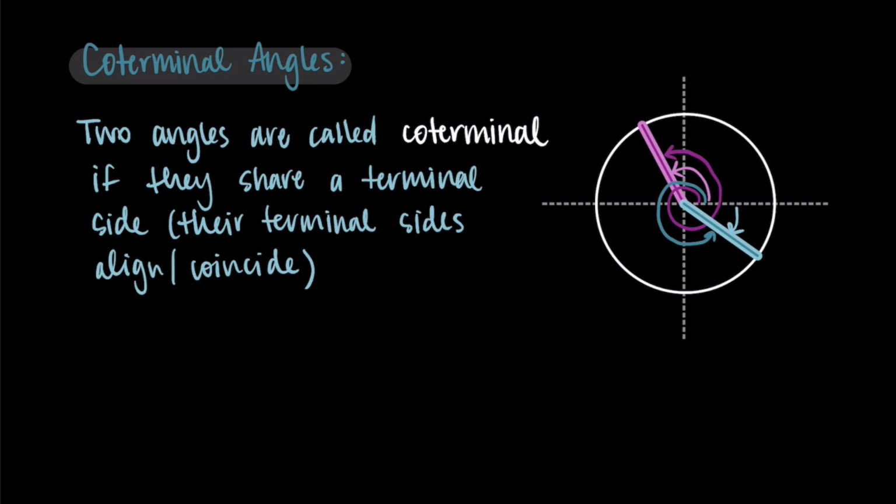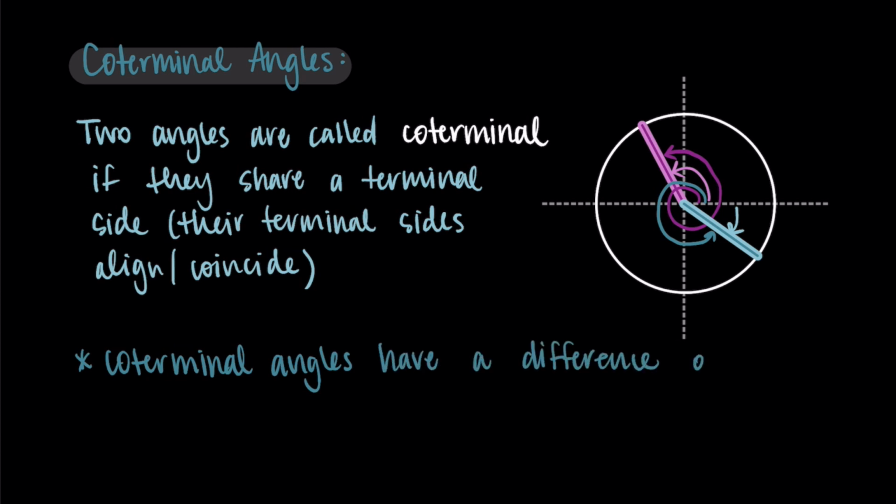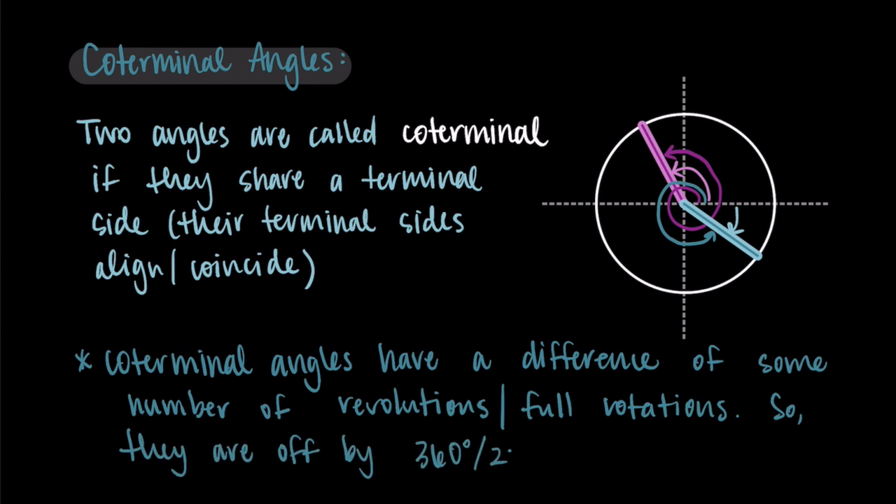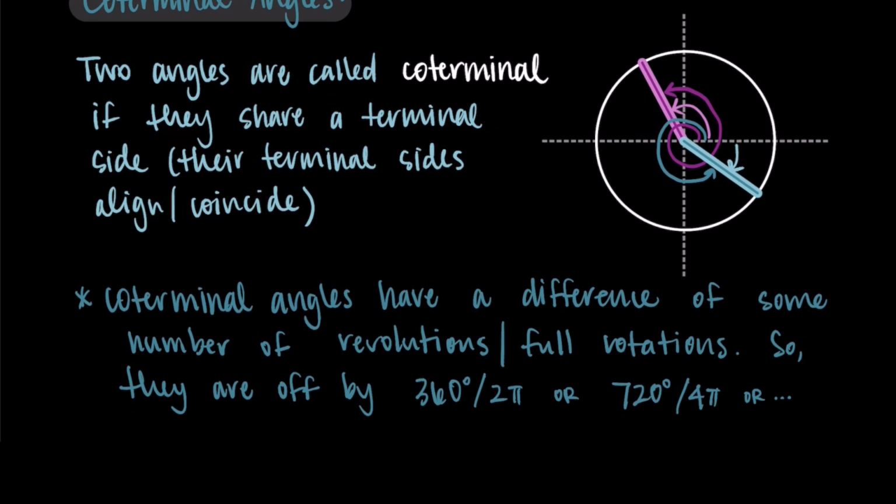So because these are always ending in the same spot, we can say that coterminal angles have a difference of some number of revolutions or full rotations. So we're going a full revolution or rotation, 360 degrees or 2 pi, to get to that same spot. So this means that coterminal angles differ by 360 degrees, which is 2 pi, or they could be multiple rotations. So they could be off by 720 degrees, which is 4 pi, or 1080 degrees, which is 6 pi. So we're going to use this fact that coterminal angles differ by a full revolution to help us when we're trying to find coterminal angles.